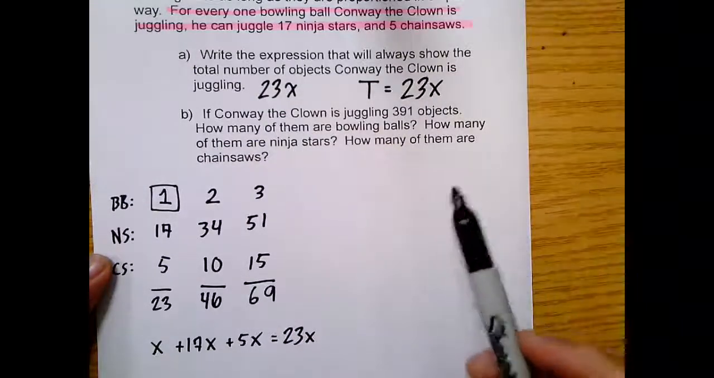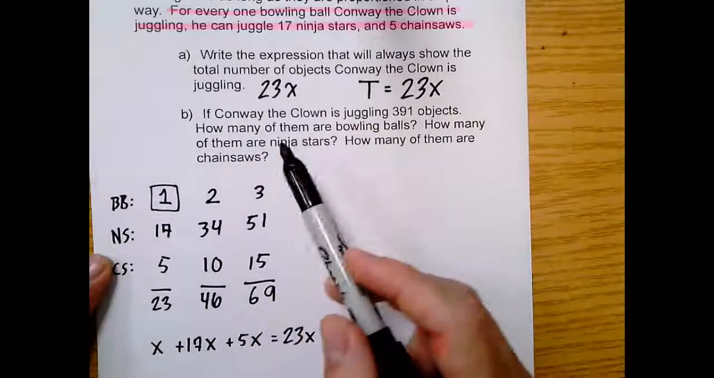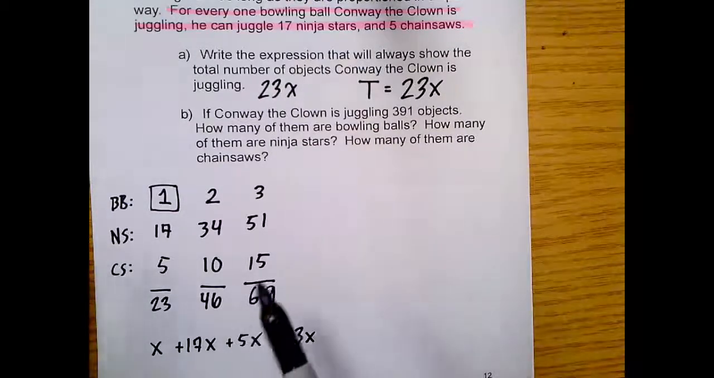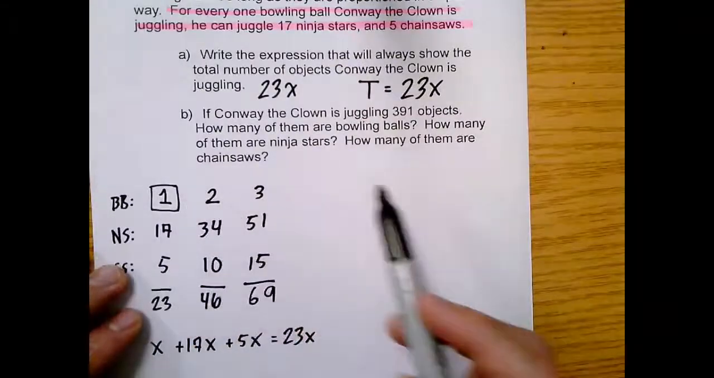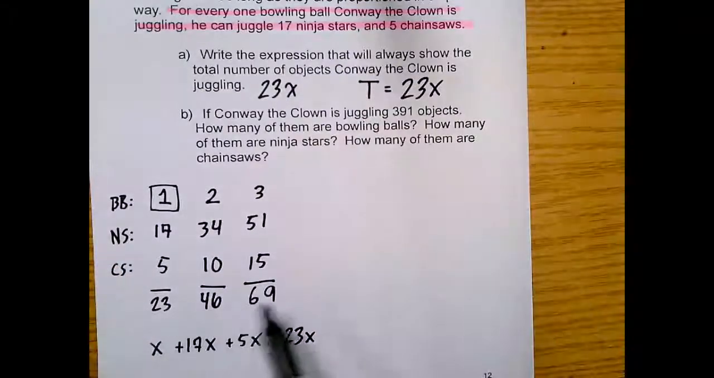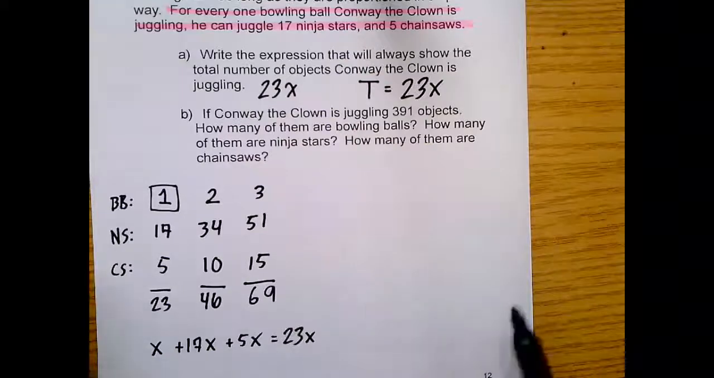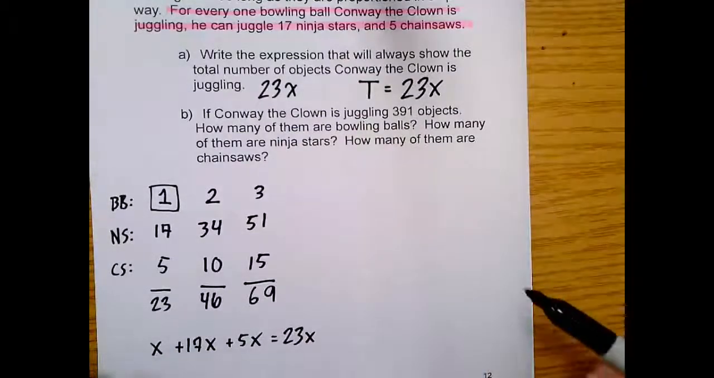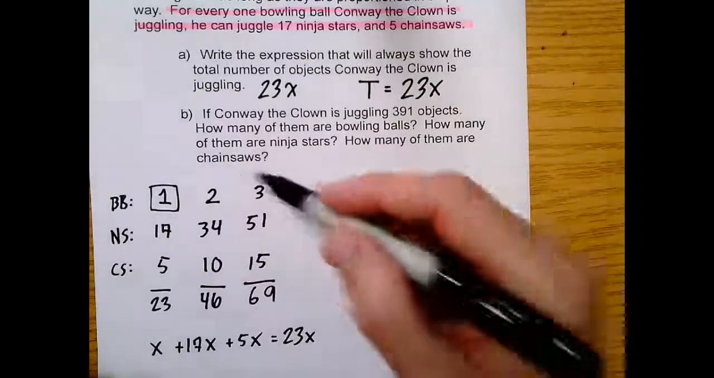Okay, so now we have a really great question. It says, well, wait, hey, what if Conway the Clown is juggling 391 objects? How many of those were bowling balls? How many of those were ninja stars? And how many of those were chainsaws? Now, hypothetically speaking, you could just keep on building this table and keep on doing all this math. And eventually, you would get to 391. And then when you get to 391, you would find your values.